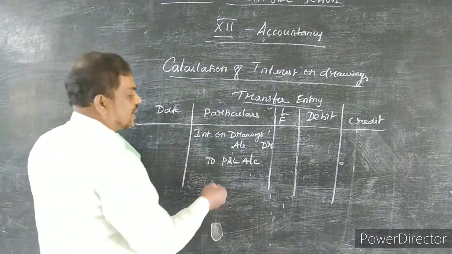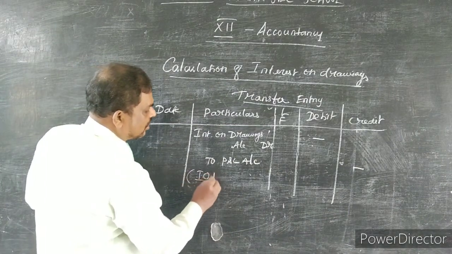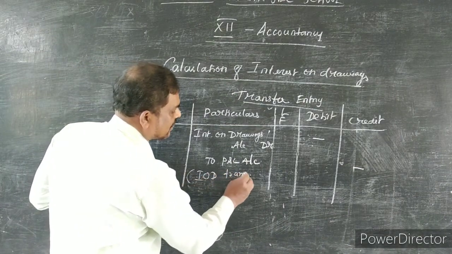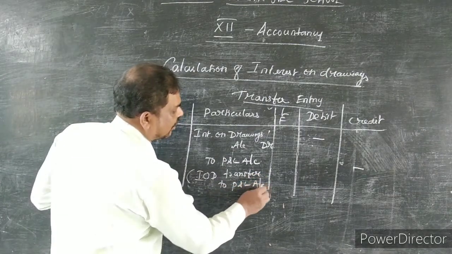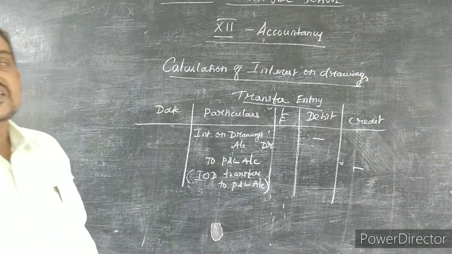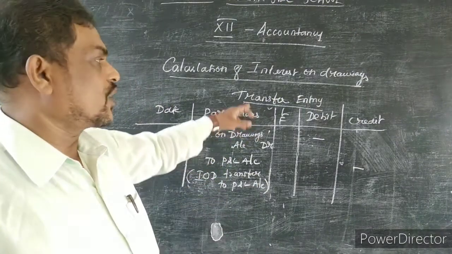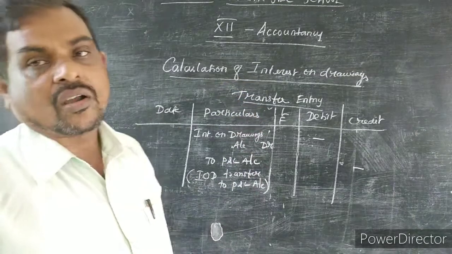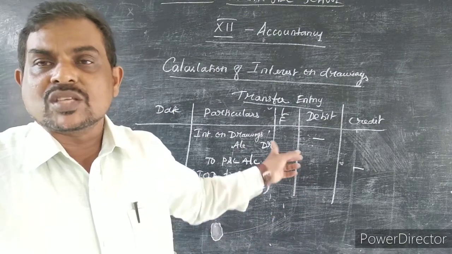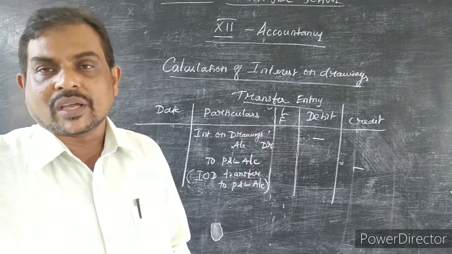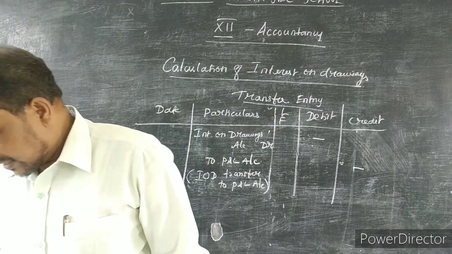So narration is, if the amount is given, you have to put the amount. Narration: interest on drawings transferred to P and L account. Okay, this is the way you have to pass two journal entries. One is the adjusting entry and another one is the transfer entry for interest on drawings. If in the sum they ask to pass journal entries, you have to pass these two journal entries. Okay, now let us see illustration 11, page number 97.